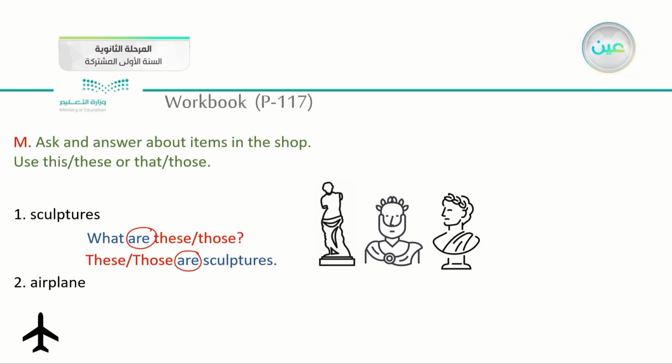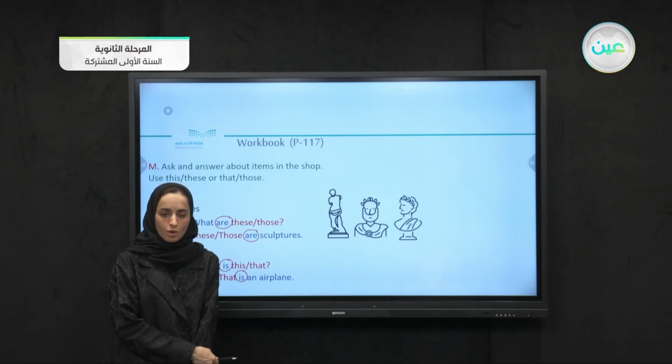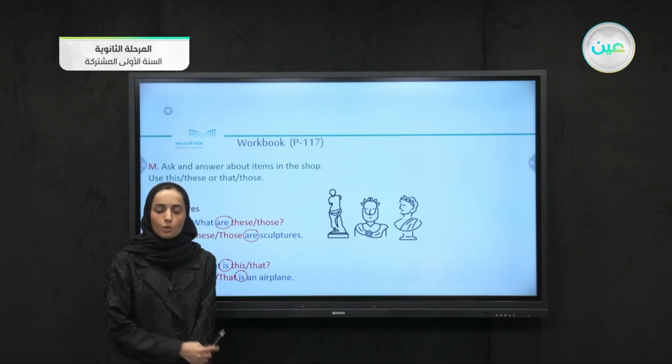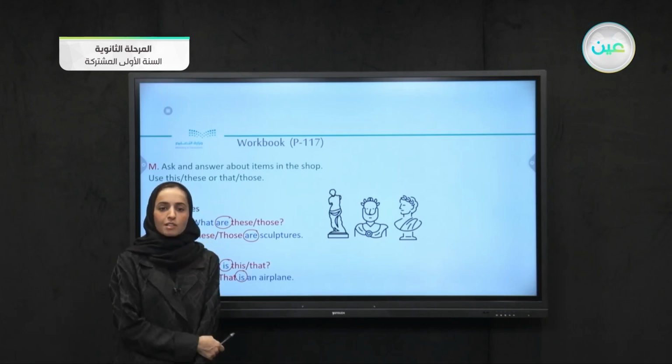Let's look at the following. We're having an airplane. What is that? Then this or that is an airplane. Notice, only one, so we have used is. What is this or that? It depends on where you are from the airplane. So what is this and what is that? It is only one.